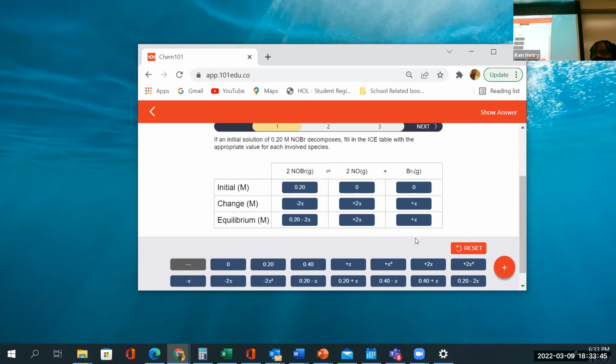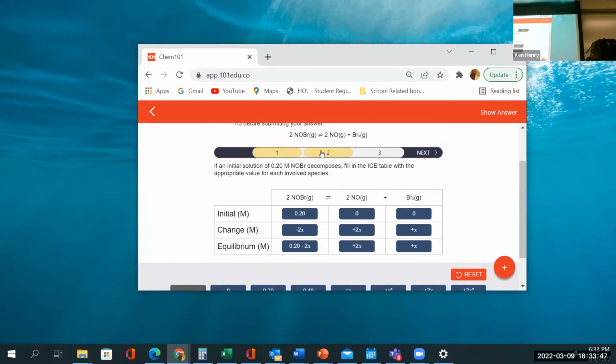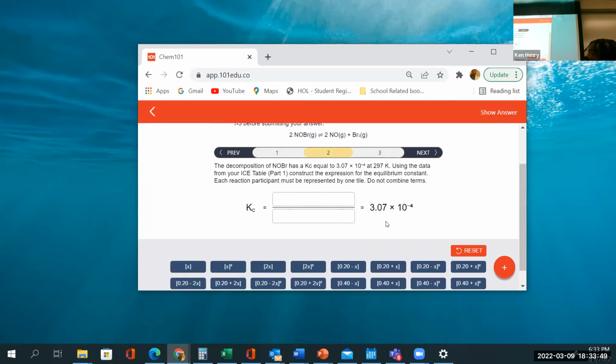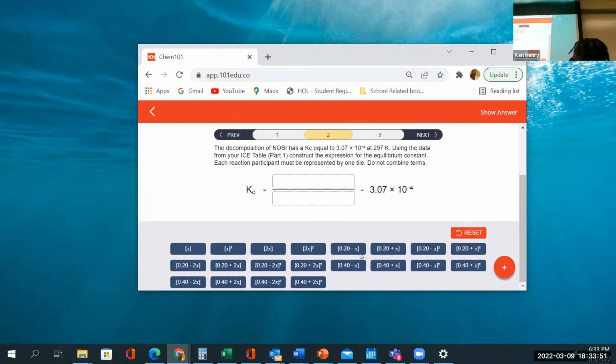And then we go to the second. So I want to see how you solve it. So on top it's going to be 2x squared, times x. So 0.20 minus 2x squared.